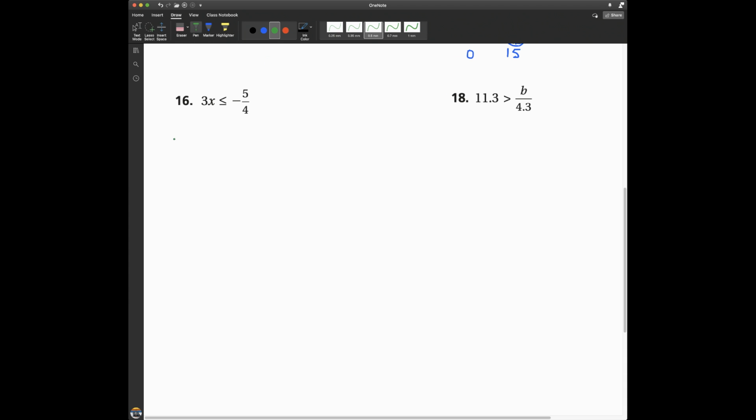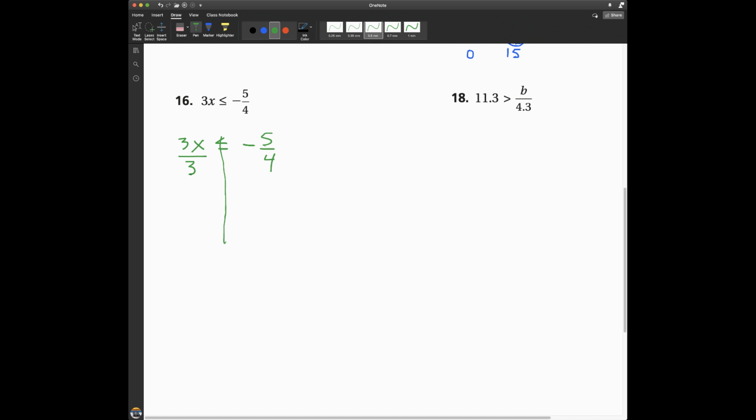Let's see. I have 3x is less than or equal to negative 5/4. All right. And how do I get x all by itself? Well, I need to divide by 3. So I can divide this side by 3.